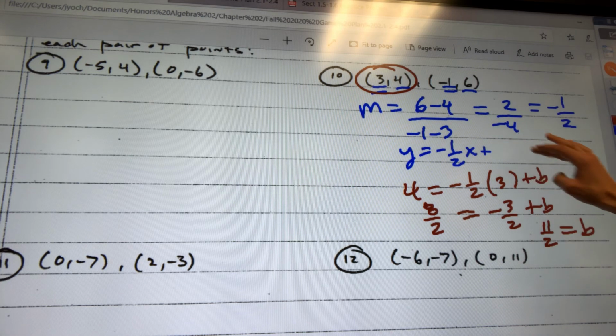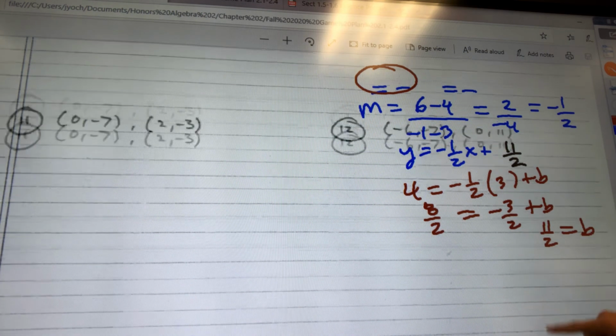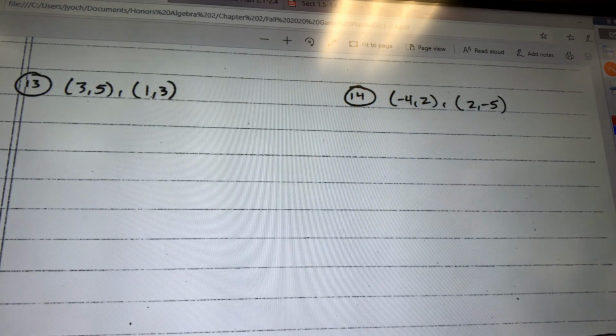And then put your answer together. There it is. Negative 1/2 x plus 11/2. Just rewrite that. And then, yay, no fraction on 13. Let's look at 13. And then 2 on the last one.